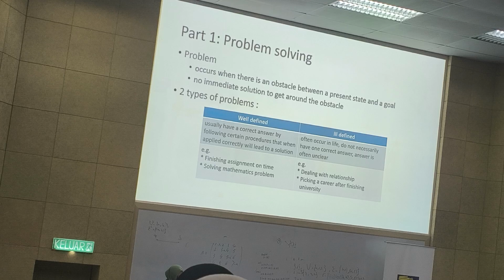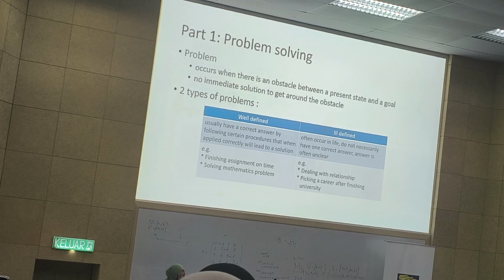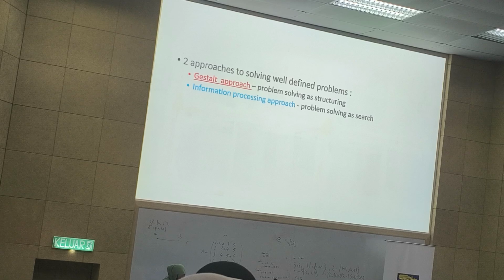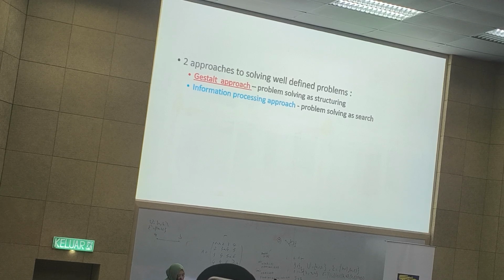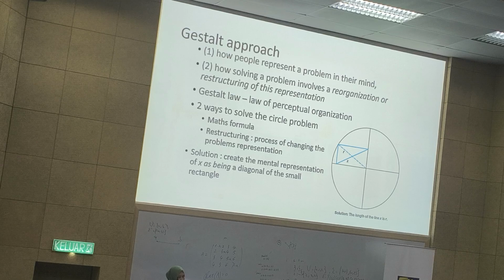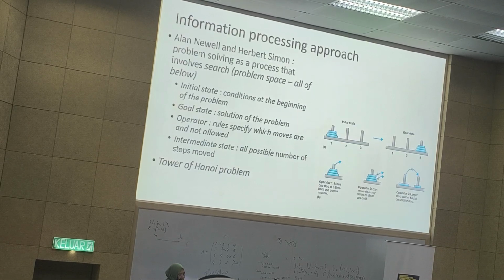So in a nutshell, again, problems can be divided into two parts. One is well defined, and the other is ill defined. So make sure you know what they are, and what the examples are. Then you have two approaches to solving the well-defined problems. One is the Gestalt approach. Remember the circle problem? And another one is the information processing approach, which is very much algorithmic. So this is an example of the Tower of Hanoi.